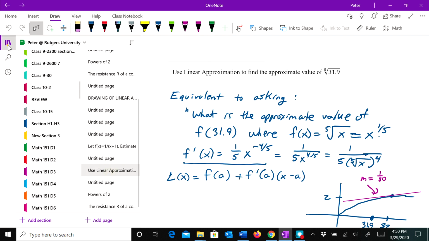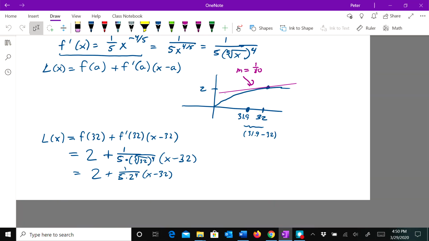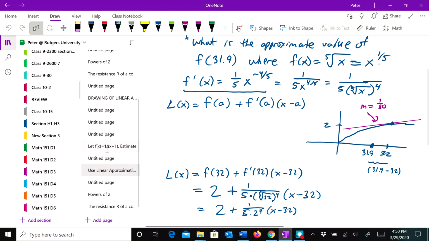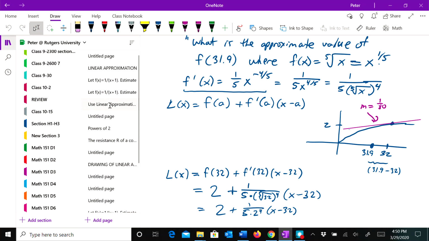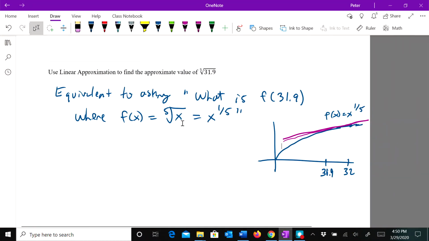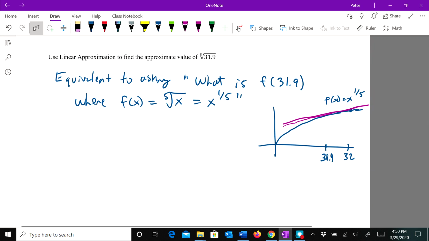So let's see. All right. So now, oops, sorry, wrong page. There we go. There's our page.